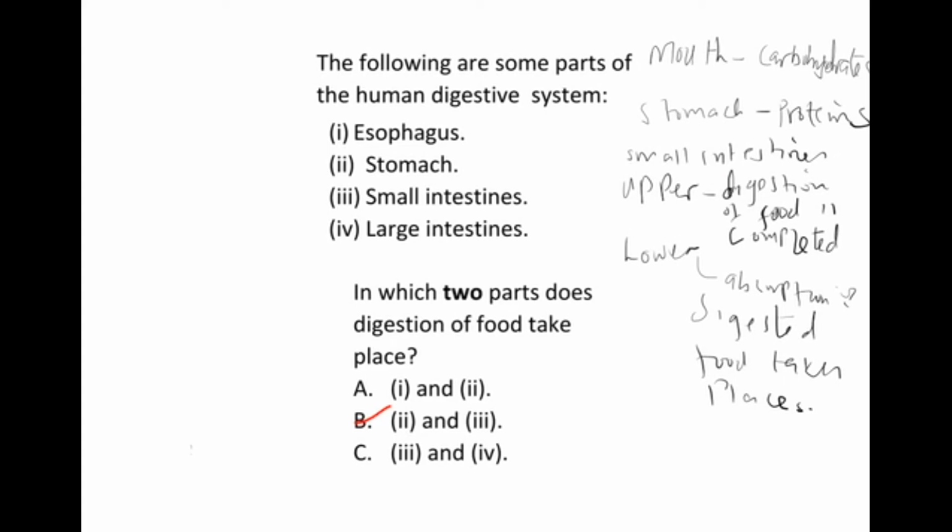Then when we go to choice C, we have small intestine and we have 4, large intestine. We have not suggested anywhere that digestion takes place in our large intestine. The large intestine is basically where water and mineral salts are absorbed. So the correct answer is B.